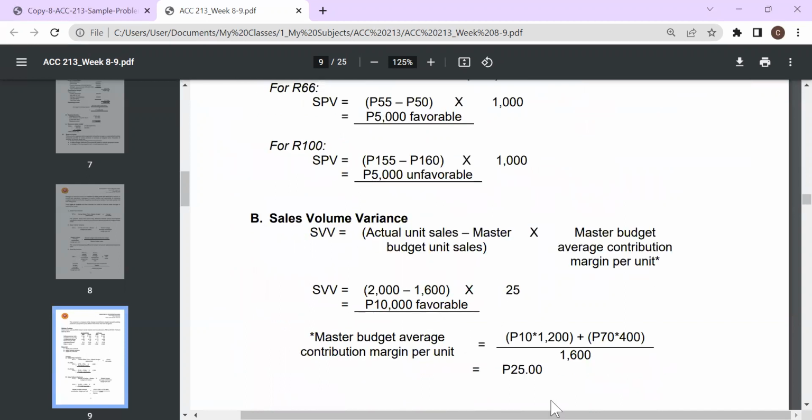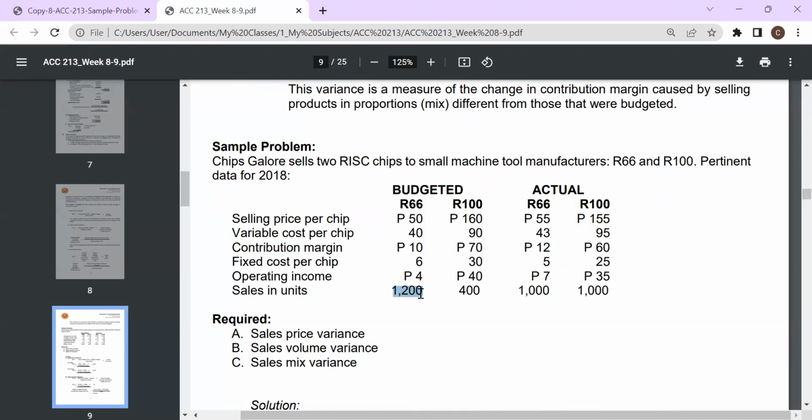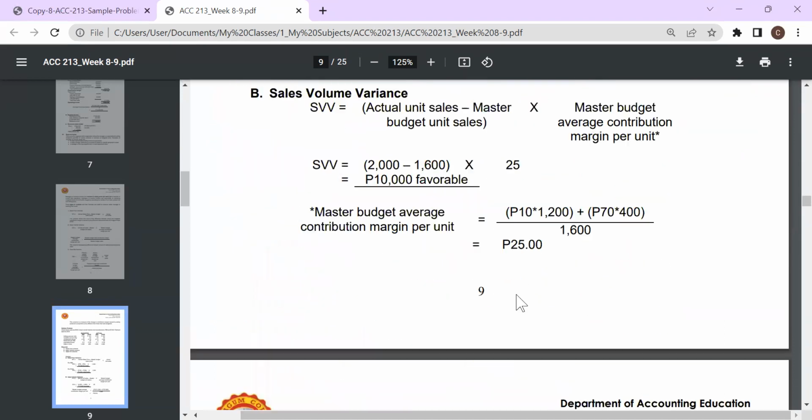So, your average contribution margin per unit per master budget. So, ito yon. So, yung 10 pesos to contribution margin times the unit sold. Unit sold na 1,200 is also based on the budget, no? So, again, let's go back here. That's 10 times 1,200. That's 70 times 400. No? So, yun yung iyong denominator. Yung baba, that is your contribution.